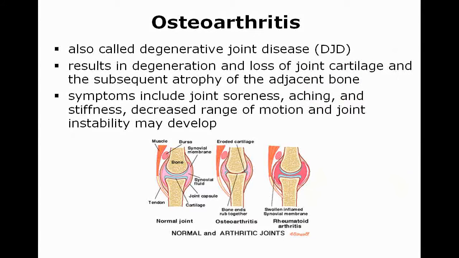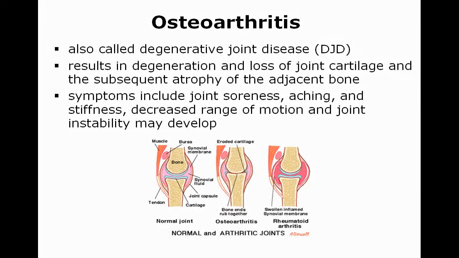Osteoarthritis, such a common condition of inflammation of the bones. I said inflammation of the bones, I'm sorry. Inflammation of the joints and the bones. Osteoarthritis. Itis is inflammation, osteo is bone, arthros the joint. Also called degenerative joint disease. DJD is a pretty common abbreviation.